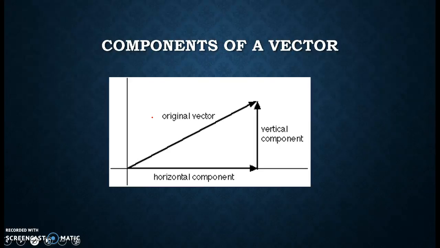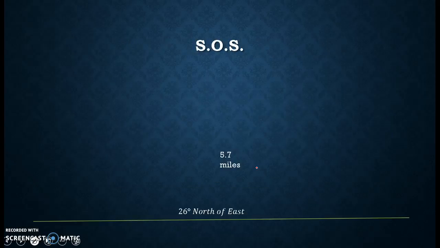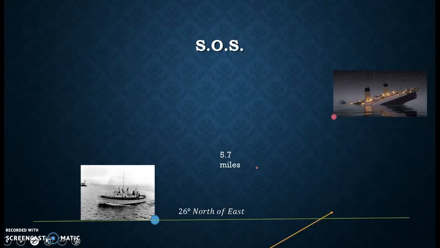But let's say we have the original vector that has a direction and a magnitude. There are also two components for a vector: the horizontal component, which is how far over it goes, like on the x-axis, and then how far up it goes on the y-axis, called the vertical component. And so let's go back to our original question with the Titanic and the Coast Guard.